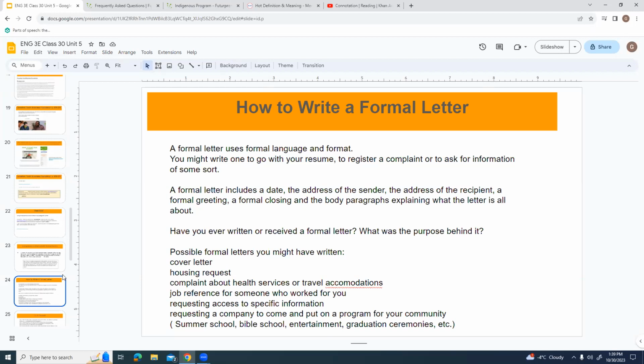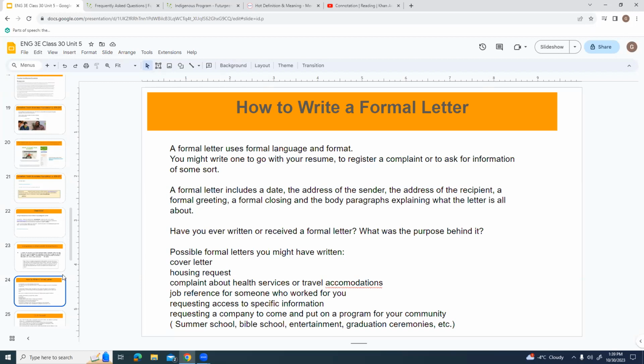All right, how to write a formal letter, which we kind of did already. A formal letter uses formal language and format. You might write one to go with your resume, to register a complaint, or to ask for information of some sort. A formal letter includes a date, the address of the sender, the address of the recipient, the person who gets it, a formal greeting, a formal closing, and the body paragraphs explaining what the letter is all about. Have you ever written or received a formal letter? And what was the purpose behind it?